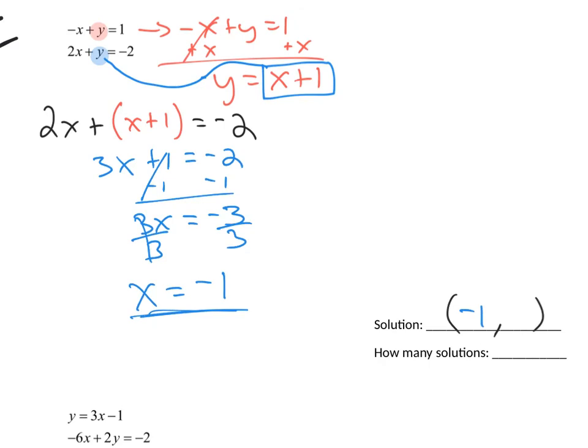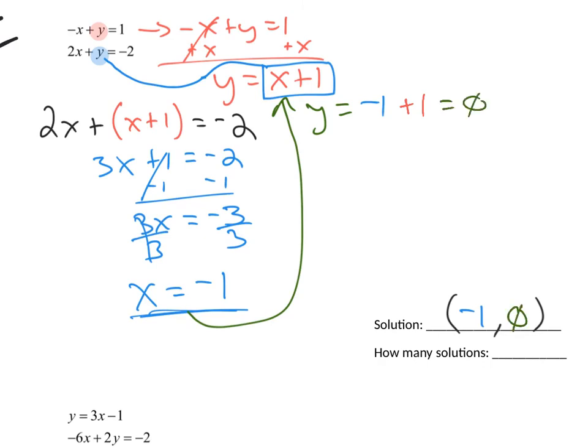Now we've got to figure out the y value. Good thing we have a y equals equation up here. All we're going to do now is substitute our answer in for x in the other equation. y will be negative 1 plus 1. What's that equal? 0. Negative 1, 0 is our solution. The line crosses once for one solution.